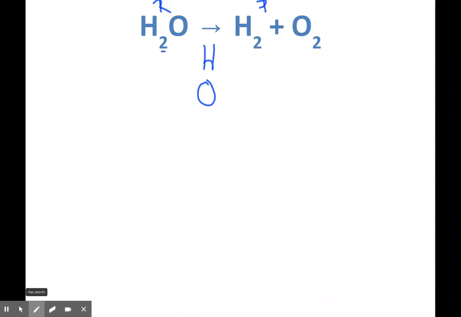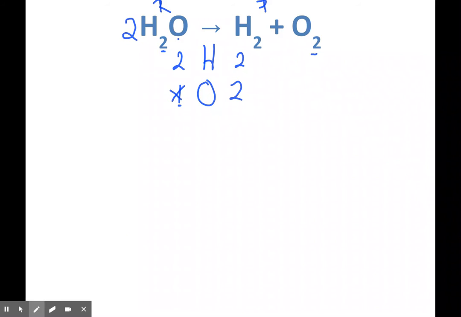For hydrogen, I have 2, and over here on the product side, hydrogen, I have 2. So those are fine. Then my oxygen, I have 1 on the reactant side and 2 on the product side. So those are not balanced. I actually need to get that to be a 2. To do that, I have to change my coefficient out front, so I'm going to make that a 2.